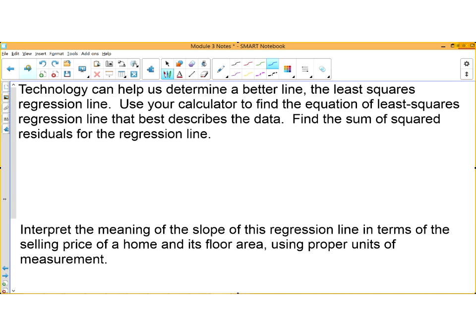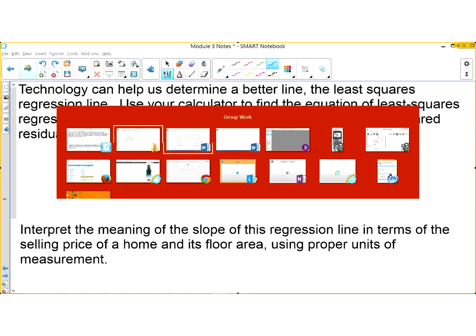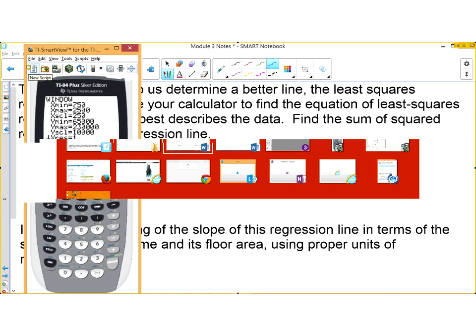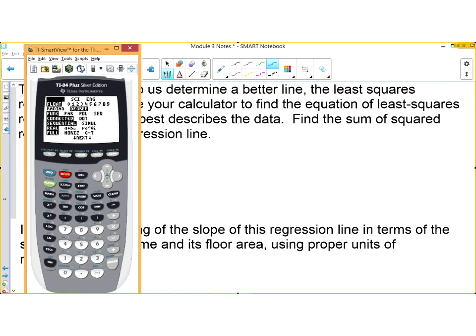So this says use your calculator to find the equation of the least squares regression line that best describes the data. So the regression line is, as it says, sometimes called the best fit line, right? I can get this from my calculator without actually having to do any detailed work.